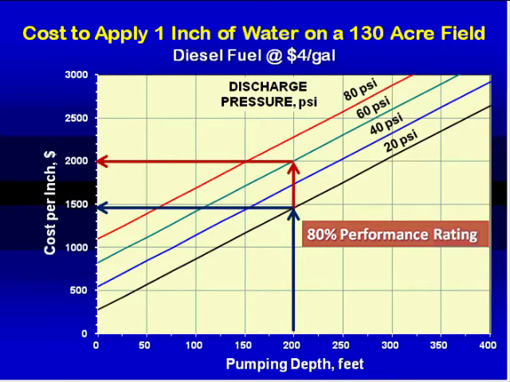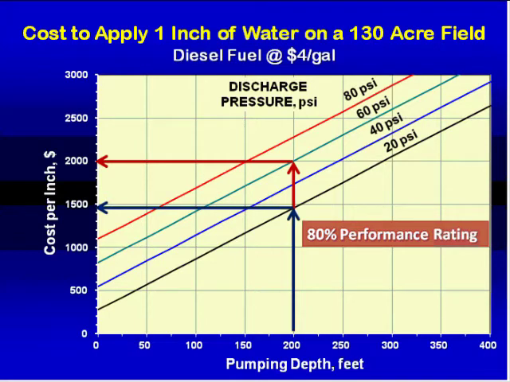So if we look at a system that pumps from 200 feet below the surface and is delivering water at 60 psi, or the outlet pressure of the pump is 60 pounds of pressure, we are just about right on $2,000 per inch of water applied. So a lot of money spent to distribute the water.